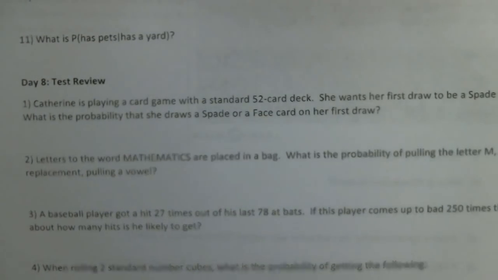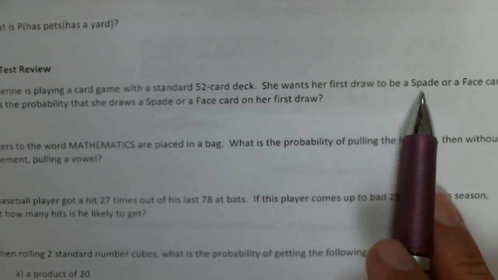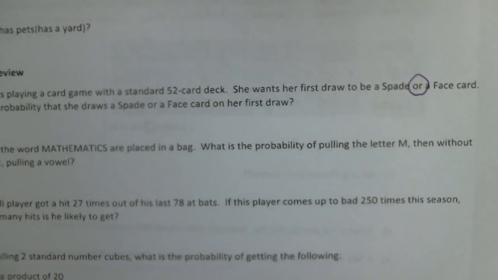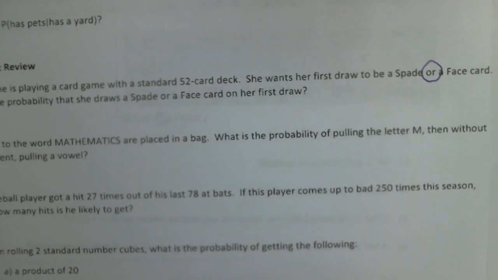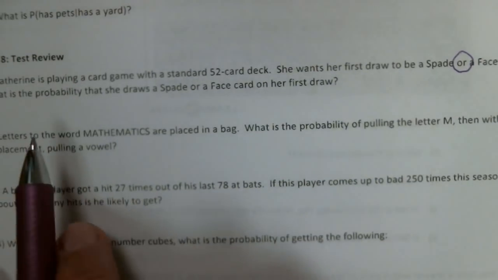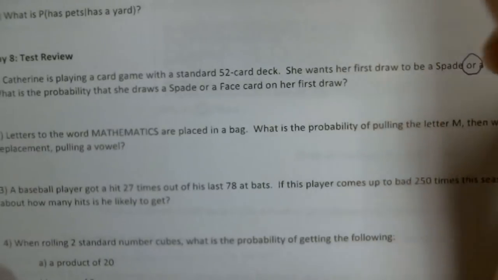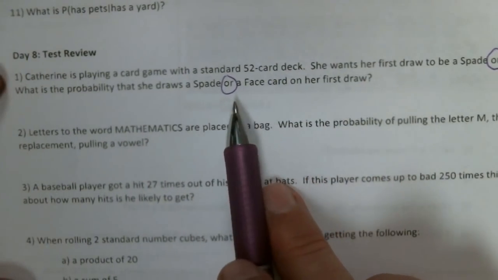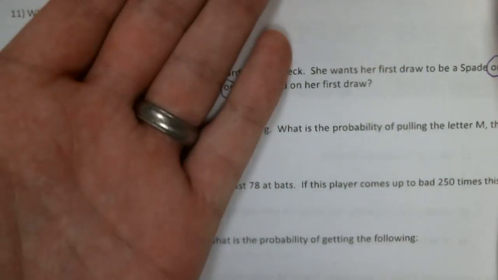Probability, guys, is all about trigger words, important phrases, key words. She wants to draw a spade or, ding, ding, ding, there's the most important word in the whole problem, spade or a face card. So as we saw in our graphic organizer, when I see the word or, I'm going to add my probabilities together. Okay, what is the probability that she draws a spade or a face card on her first draw? Okay, when I see the word or, guys, I'm only drawing one thing. I'm drawing one card. It's either this or this, this or this.